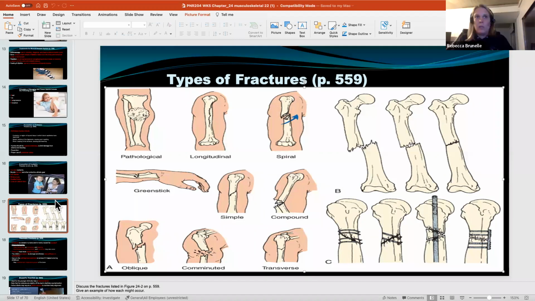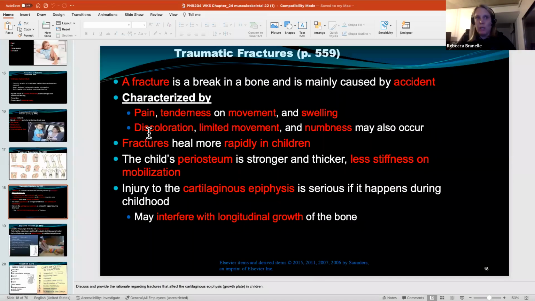So, a fracture is breaking the bone and it's painful. You can have discoloration, limited movement, and numbness may also appear. We talked briefly, they heal pretty quickly in children, generally speaking, but you do need to be worried if it occurs in the growth plate because it can affect the growth of that bone. So when kids have fractures, they may end up in traction, and you do need to know which traction is used in which age and weight groups, and the basic nursing care of a patient that's in traction.